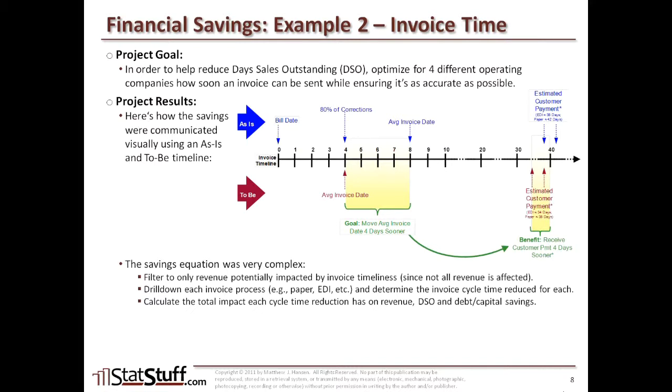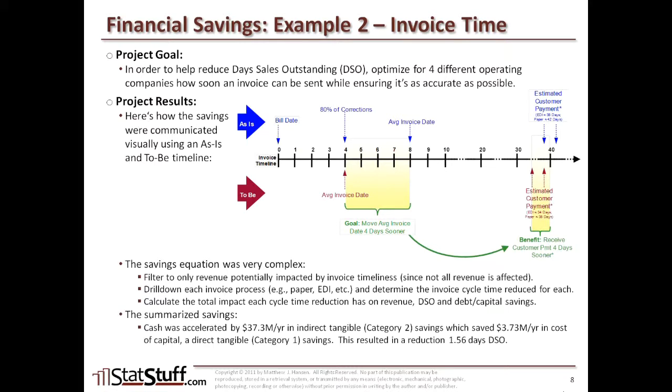So to summarize the savings that we realized in this particular project, we accelerated the cash by about $37 million in indirect tangible, which is category 2 types of savings. That basically means about $37 million a year is what we accounted for by getting that cash 4 days sooner. But again, it's indirect tangible in the sense that it's cash we're already getting from the customer, we're just getting it sooner. So it's not any more cash we're adding to the business, and it's not less cash going out from that perspective.